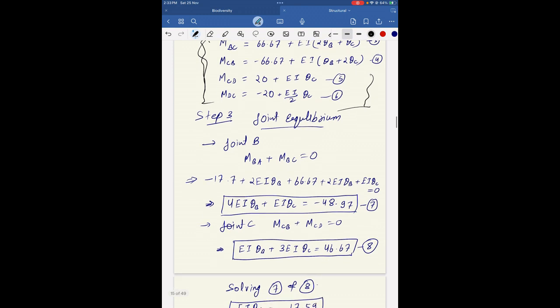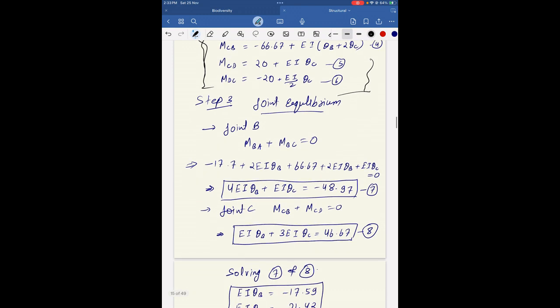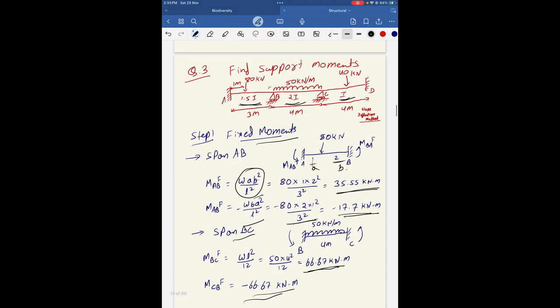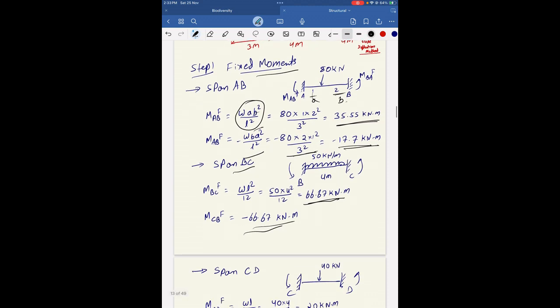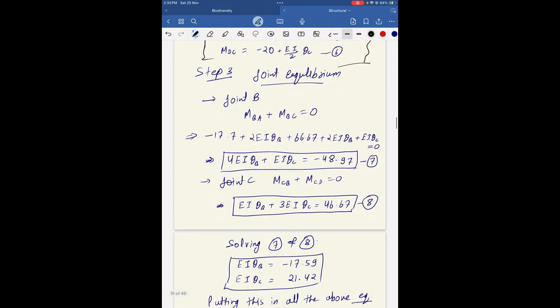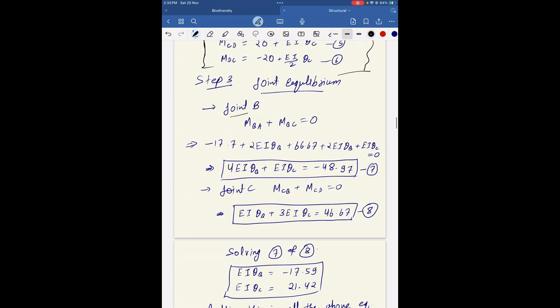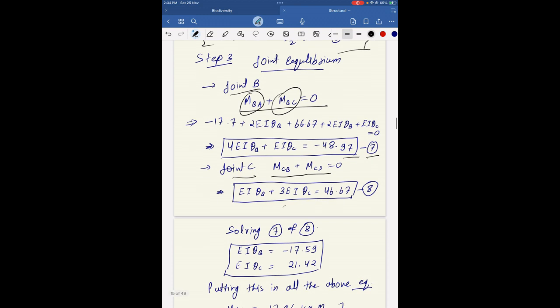Then we have to find the joint equilibrium. At both these joints, like for this joint and this joint, the moment is 0. At A and D the moment is not 0, but at B and C the moment of both members combined is 0. So at joint B this should be 0, and by putting the values of these two we get this equation 7. And when we apply the joint equilibrium at C we get this equation.